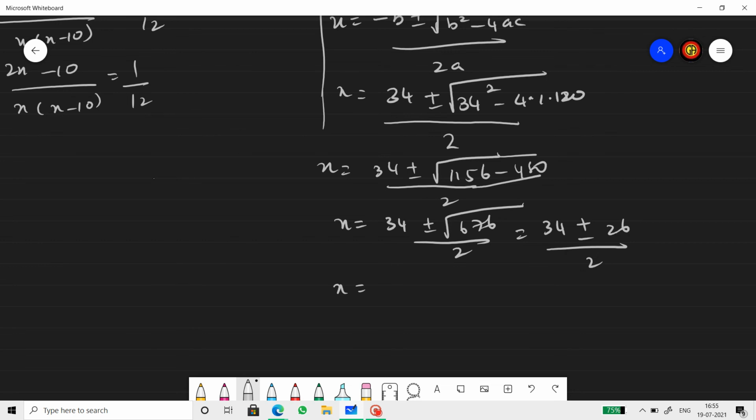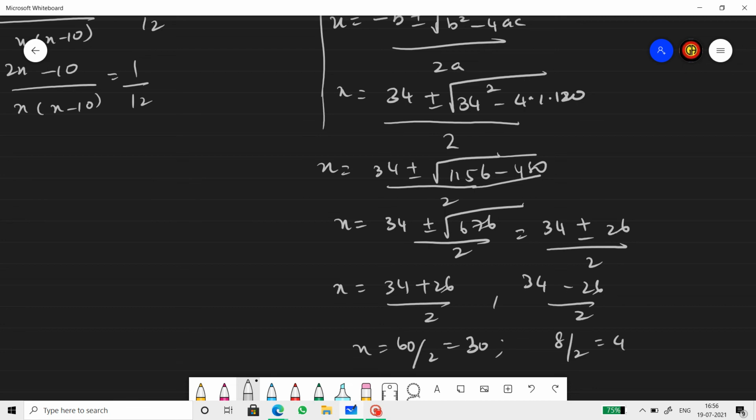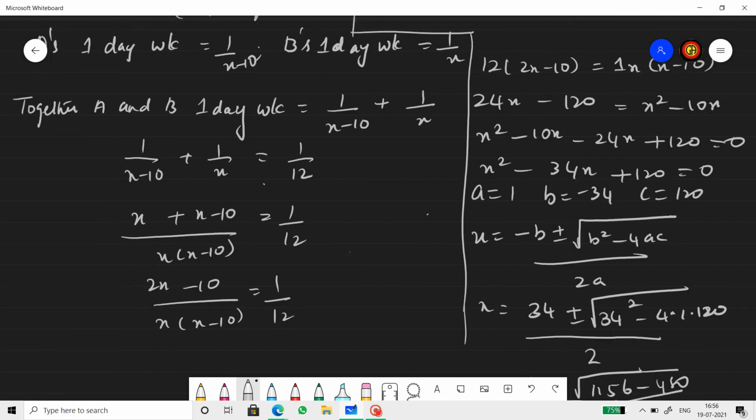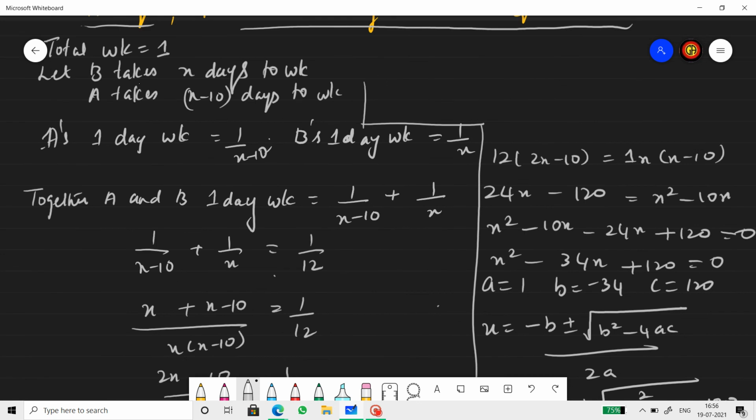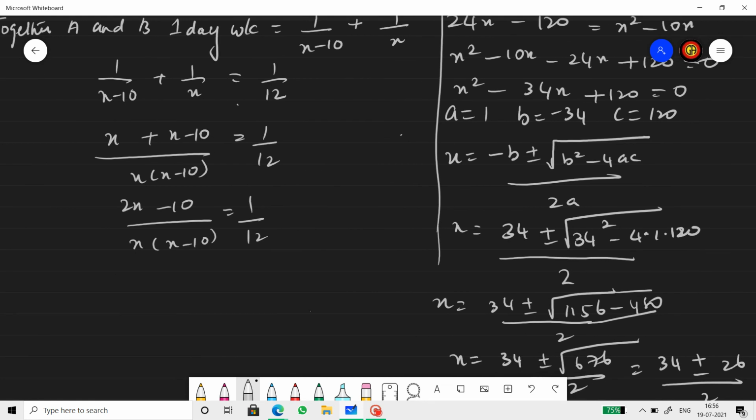So there will be two cases here, 34 plus 26 by 2 or 34 minus 26 by 2. 34 plus 26 is 60 by 2, and that's 30. And the other one is 34 minus 26, which is 8. So 8 by 2, that's 4. Now, what does X stand for? X stands for the days taken by B to finish the work, and if B takes X days, A takes X minus 10 days.